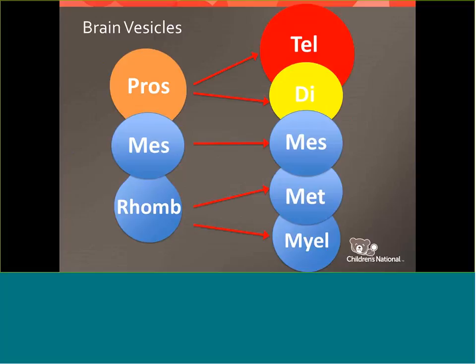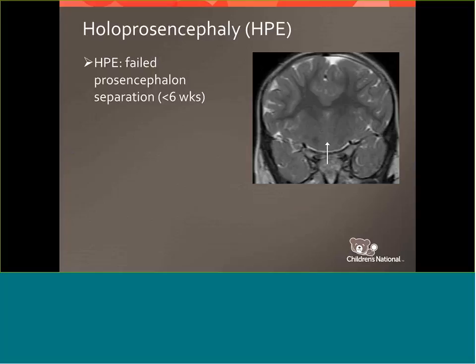So in talking about holoprosencephaly, this is failed separation of the prosencephalon very early on, usually less than 6 weeks. The etiology is multifactorial and can be genetic. About 13 genes have been identified, with a variable and rather poor genotype-phenotype correlation. There are also environmental factors, especially maternal diabetes, which gives you a 200-fold increase in risk, and alcohol as well.